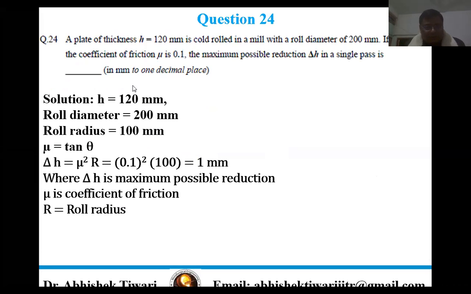Question number 24. A plate of thickness h is equal to 120 mm is cold rolled in a mill with roll diameter of 200 mm. If the coefficient of friction mu is equal to 0.1, the maximum possible reduction delta H in a single pass is: H is equal to 120 mm, roll diameter is 200 mm, roll radius is 100 mm, mu is equal to tan theta, and delta H is equal to mu square R. This will be equal to 0.1 square into 100, which is equal to 1 mm, where delta H is the maximum possible reduction. Okay, so delta H here is 1 mm.